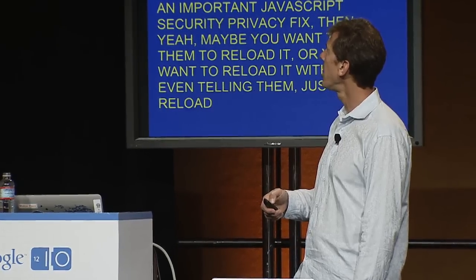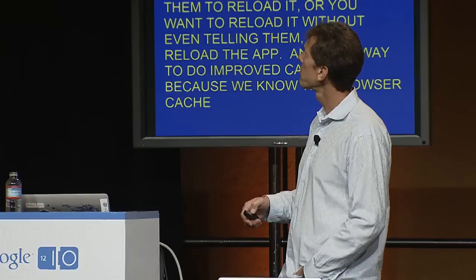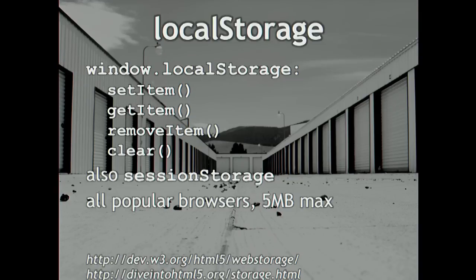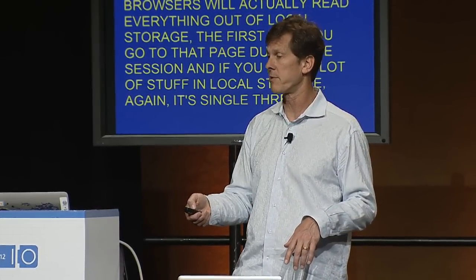Another way to improve caching, because we know the browser cache doesn't work super awesome, is local storage. Really simple API. Local storage is persistent across sessions. If you only care about session, you can use session storage. It's about 5 meg. One warning, browser developers really are worried about this getting too much use because it does a synchronous read. Some browsers will actually read everything out of local storage the first time you go to that page during a session. And if you have a lot of stuff in local storage, again, it's single-threaded, so that could slow down the user experience.